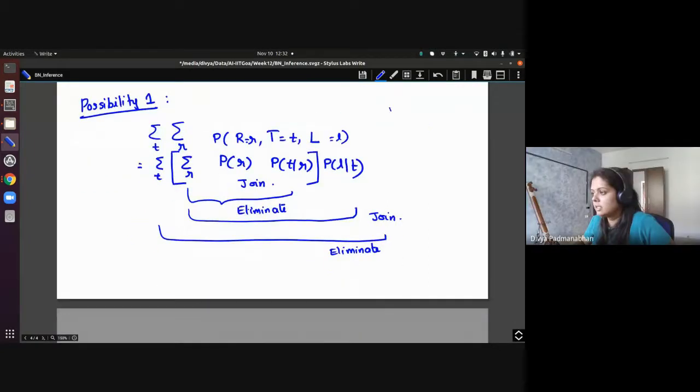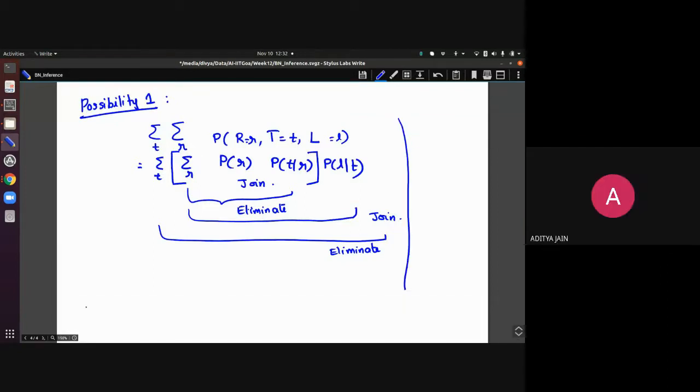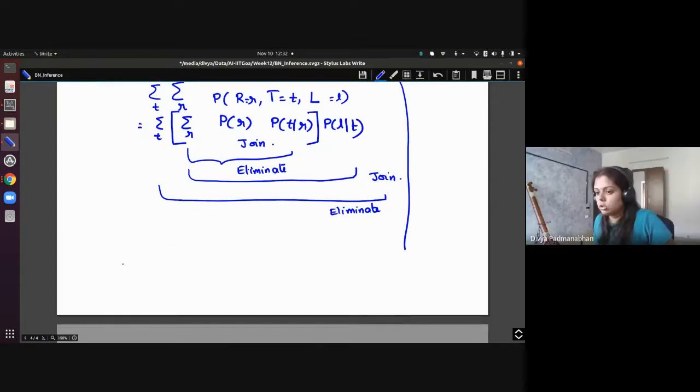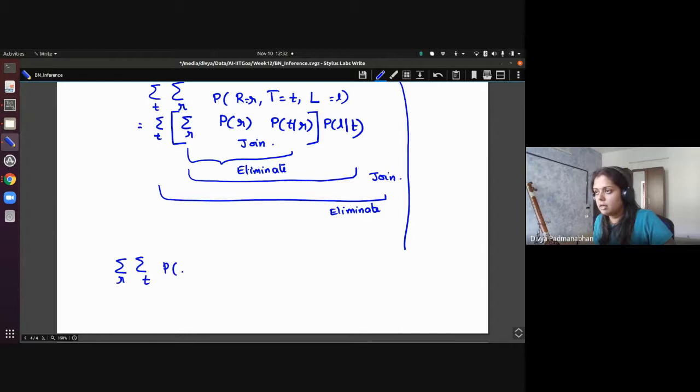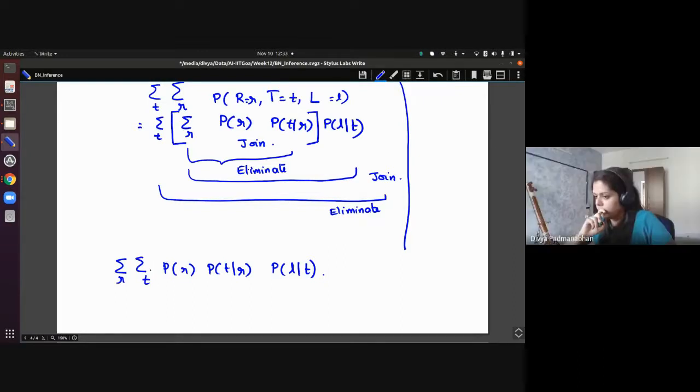Okay, so what you're saying is, I think, a little different. So what you said is, okay, maybe let me just write it. Summation here for R. So you're saying something like this, right? So P of R, P of T given R, and P of L given T. Yeah, so now what are you saying? Aditya, can you say it again? Like not using summation of T.